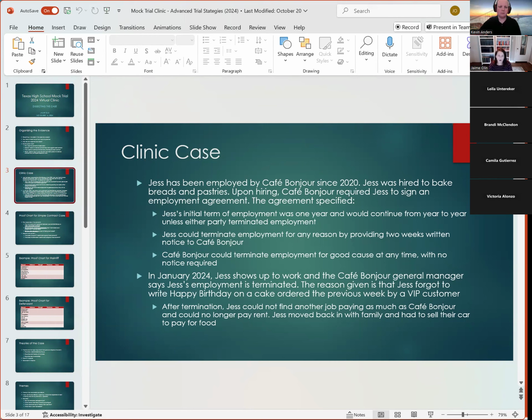Yeah, that could be something we'd want to know too. Is this the 15th time that Jess provided a cake that wasn't correct? Or is this the first time ever that this has happened? And that could definitely go to whether there was good cause for Cafe Bonjour to terminate the employment. Any other facts that we think are missing here that we would want to know before we proceeded to create a proof chart?